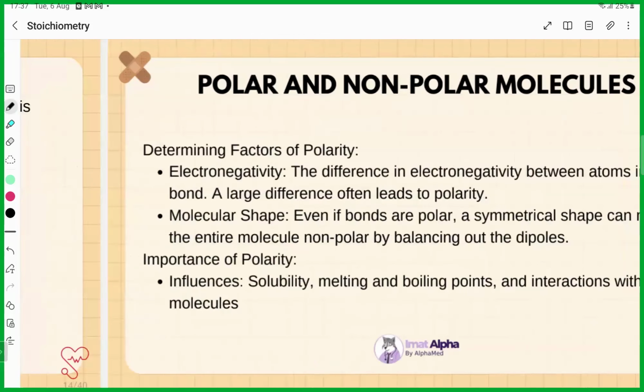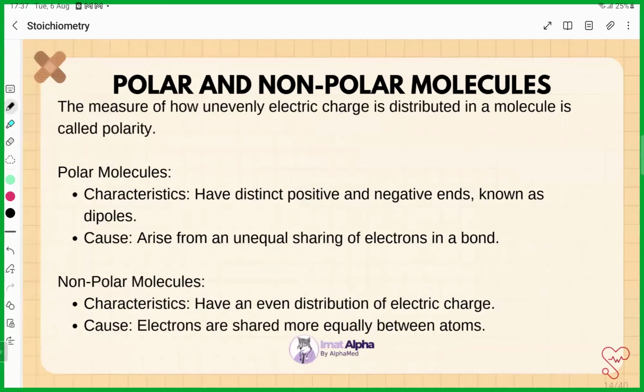Polar molecules have distinct positive and negative ends known as dipoles, partially negative and partially positive ends. They arise from an unequal sharing of electrons in a bond. Non-polar molecules have an even distribution of electric charge, because electrons are shared more equally between atoms. So the polar ones have a positive and a negative end.